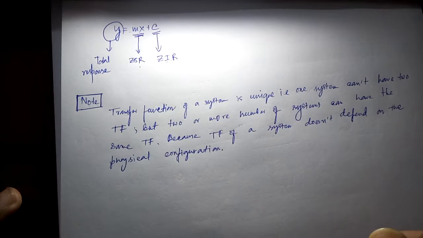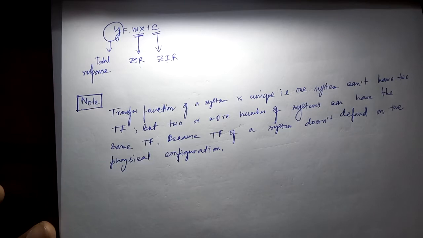Now this is the end of part two of the mathematical model. In my next video I will be starting the block diagram representation, and after that I will be completing examples of block diagram reduction technique, and after that I will be continuing the rest of the processes.